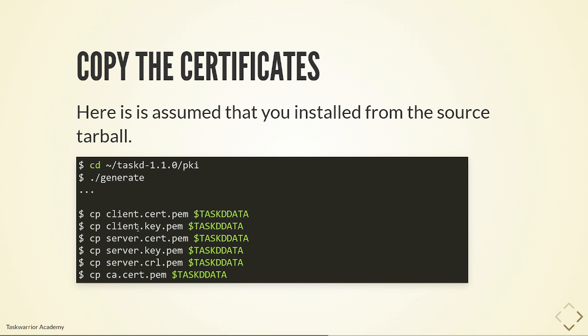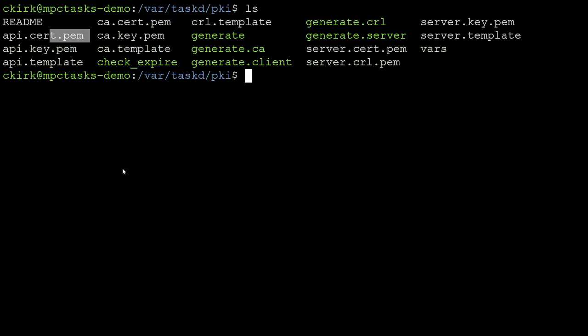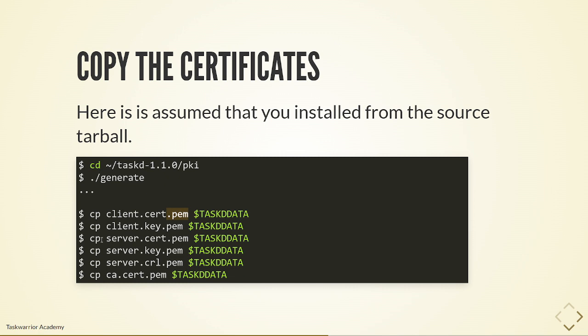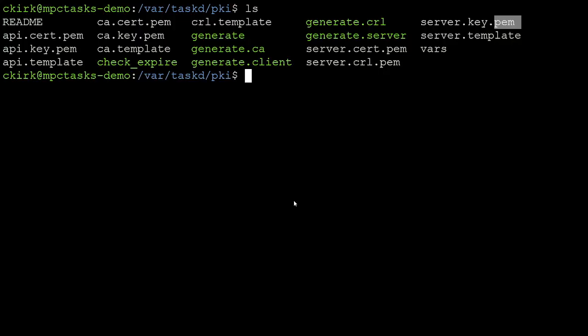So they want us to copy all of these .pem files into our server folder, and they all end with .pem. And if we do an ls, we see that all the ones that we want end with .pem. And so what would be an easier command to issue is cp *.pem $TASKDDATA. So let's go ahead and do that. cp *.pem $TASKDDATA, tab to autocomplete, enter.